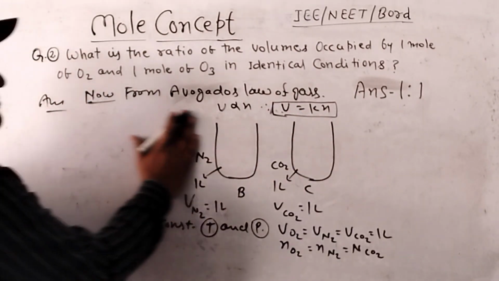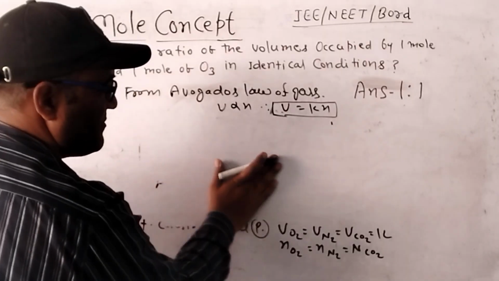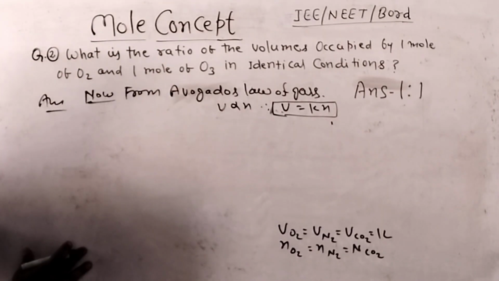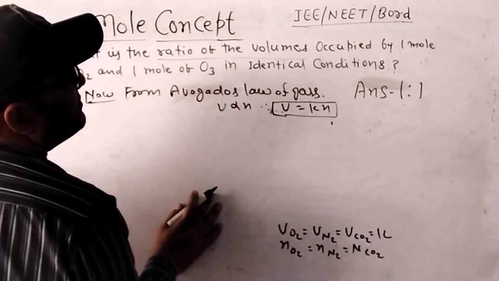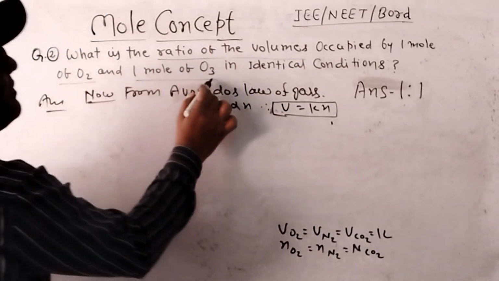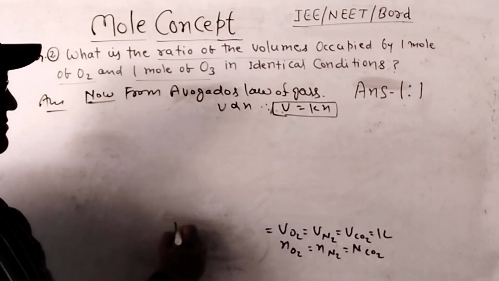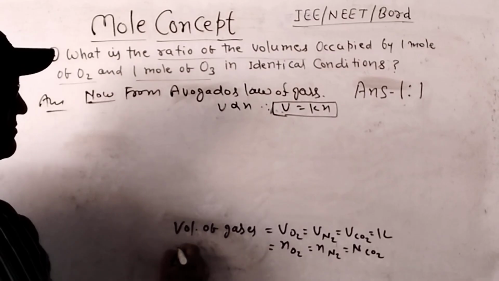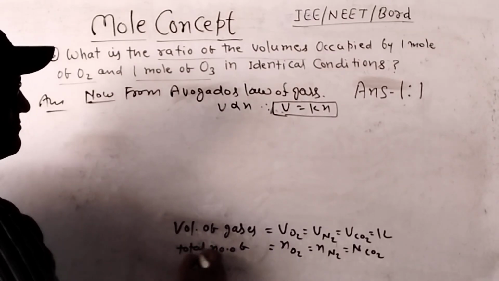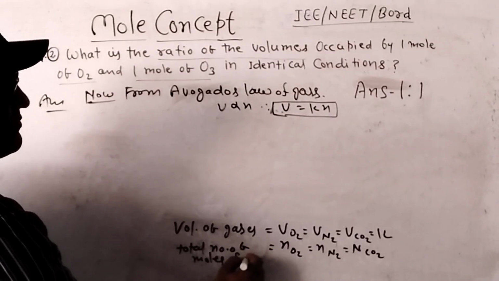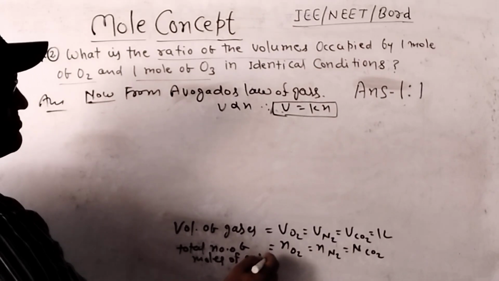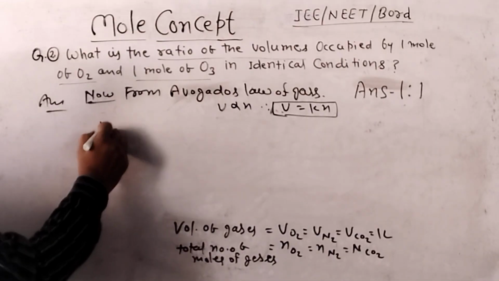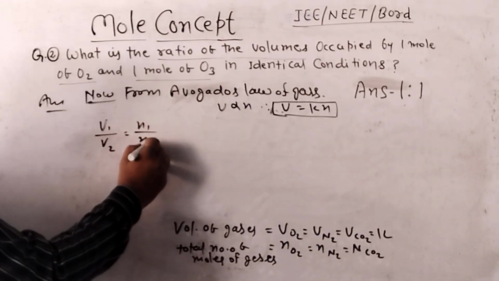Now we can remove these figures and we can observe here, according to the question, what is the ratio of volumes occupied by 1 mole O2 and 1 mole N2. Now we can write here, these are the volume of gases, these are the total number of moles of gases or gaseous molecules. Now from Avogadro law we can write here V1 by V2 is equal to N1 by N2.